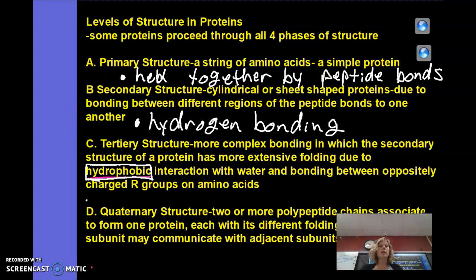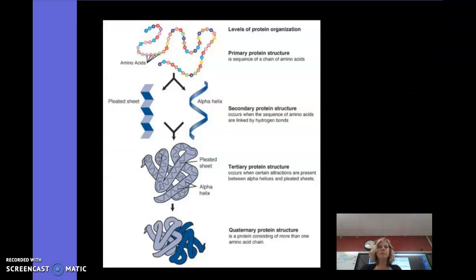And then it's going to fold into a secondary structure. I think we looked at this visual. There are a couple of different structures this string of beads, if you will, this polypeptide chain, can take on. It's either pleated sheets or a kind of helix called an alpha helix. That would be secondary protein structure. And again, most proteins don't stay in a secondary structure. There's more structure needed in order for them to become a functional protein.